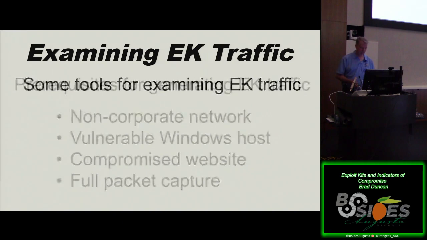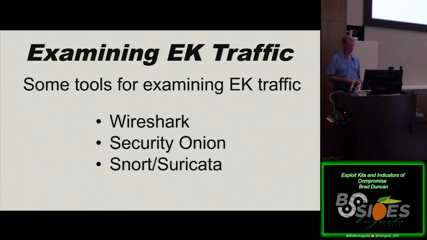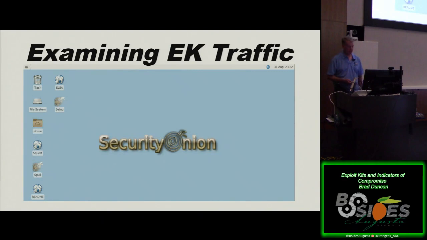Some of the tools I use for examining exploit kit traffic: first, there's Wireshark, Security Onion, which I talked about yesterday, and Snort or Suricata, which are intrusion detection system (IDS) programs that I can use to generate alerts on the traffic and see what I've got. There's a screenshot of Wireshark, for what that's worth. There's a screenshot of Security Onion. And I will be forever indebted to Doug Burks and the crew at Security Onion, and the people behind Wireshark, because without those, I wouldn't be where I am today.